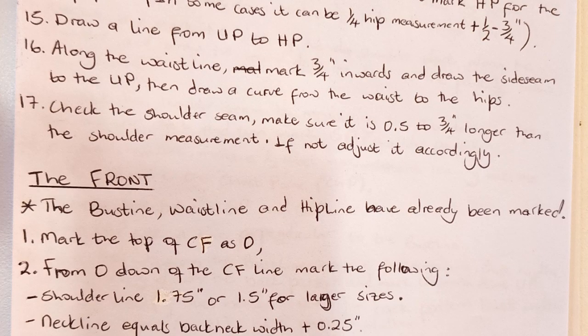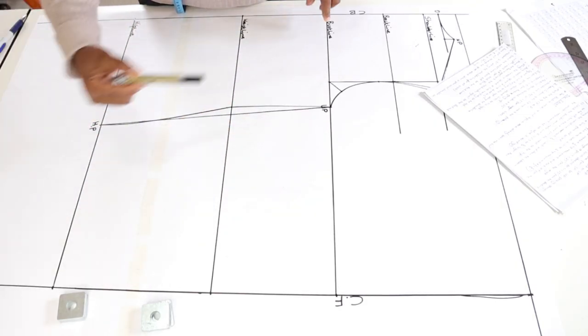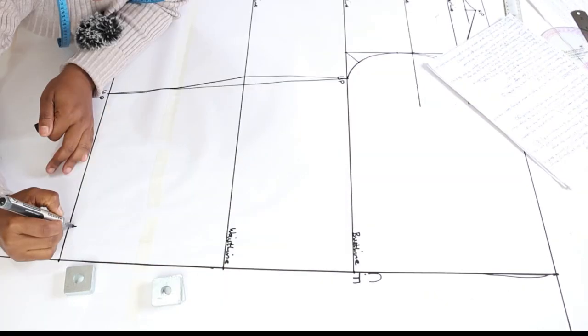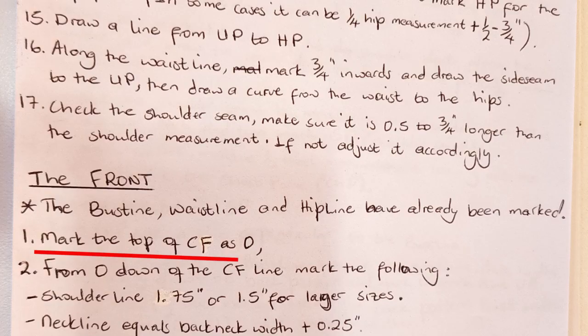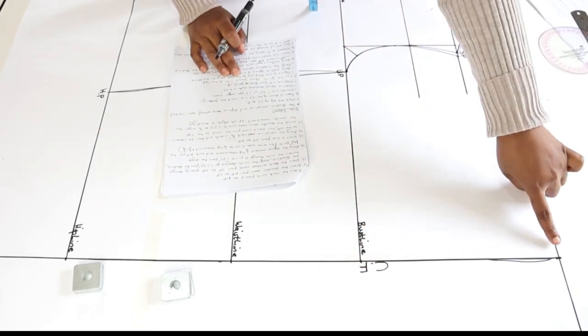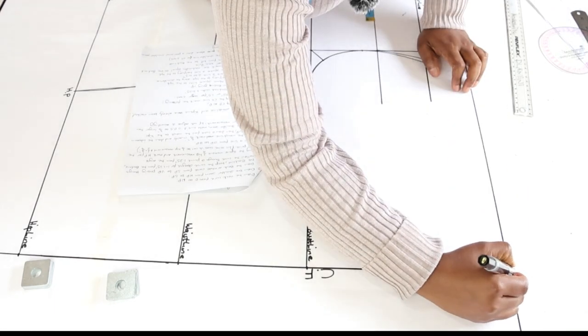Now it says the bust line, the waistline, and the hip line have already been marked. So we already have the bust line, the waistline, and the hip line. Maybe we can just label them also on the front. And then next it says, mark the top of the center front as 0. This is our center front. Remember, this corner right here, we are going to mark it as our 0.